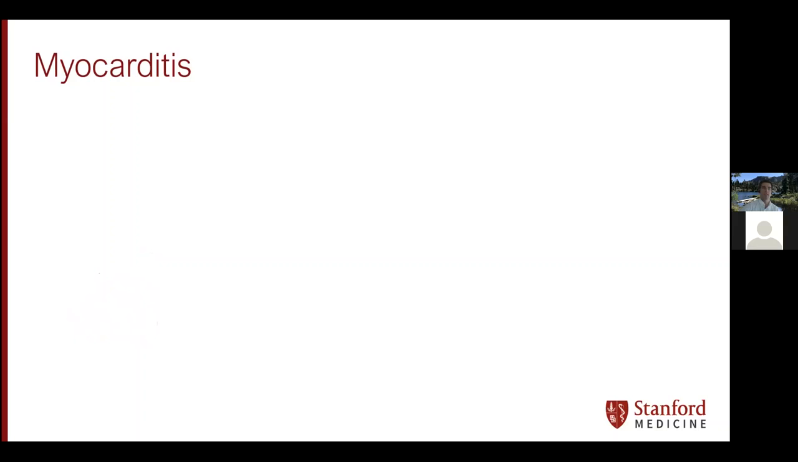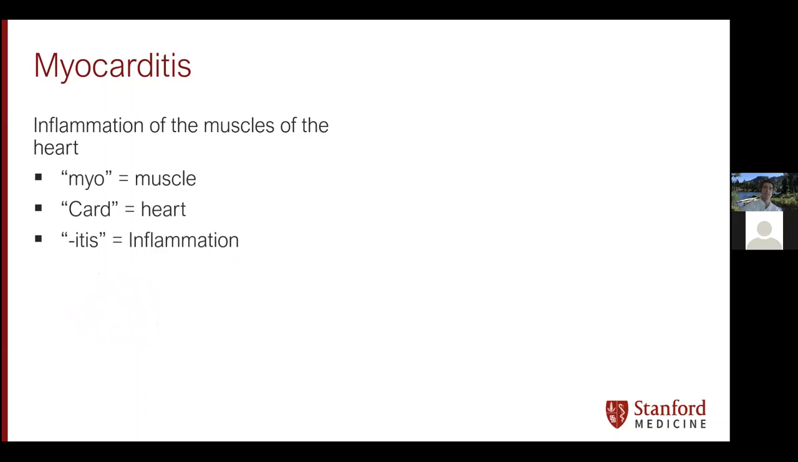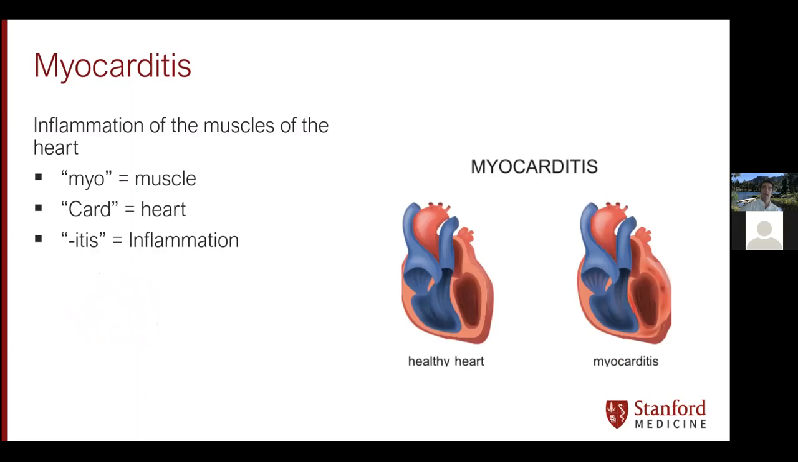Yeah, so you guys absolutely hit it. So myo is muscle, card is heart, itis is inflammation. So this is inflammation of the muscles of the heart, and it can be caused by a variety of different things. So what you're seeing here is the wall around the heart, and the wall is all made of muscle, and you see inflammation within it. So myocarditis is that inflammation.